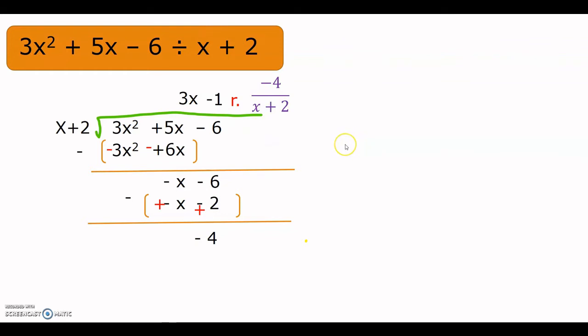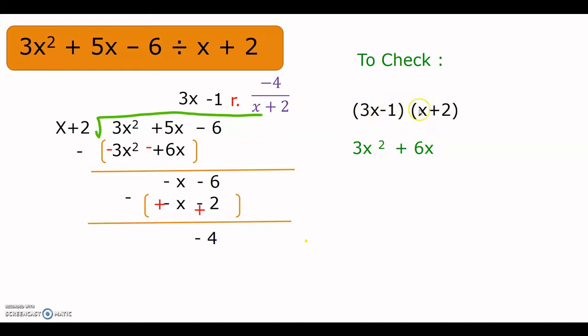Let's try to check if our answer is correct. We know that the opposite operation of division is multiplication. So we will multiply the answer to our divisor. So we will multiply 3x minus 1 times x plus 2. And don't forget to add later our remainder. Here we will be using distributive property.